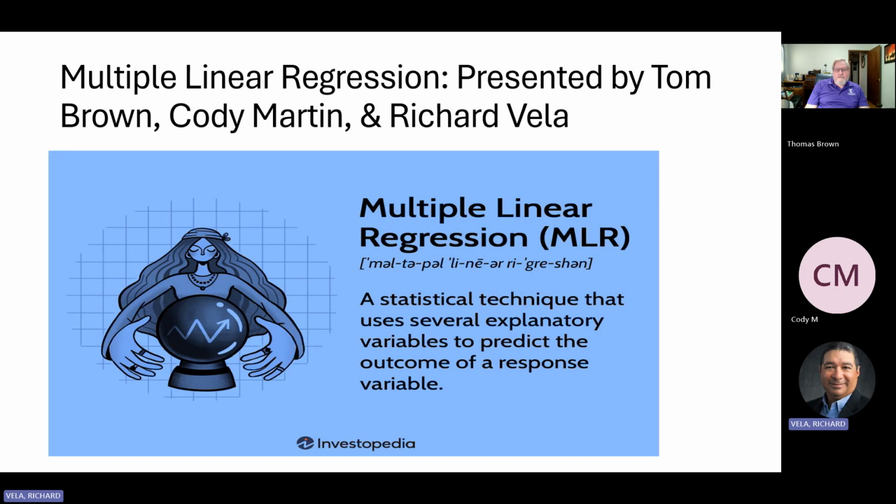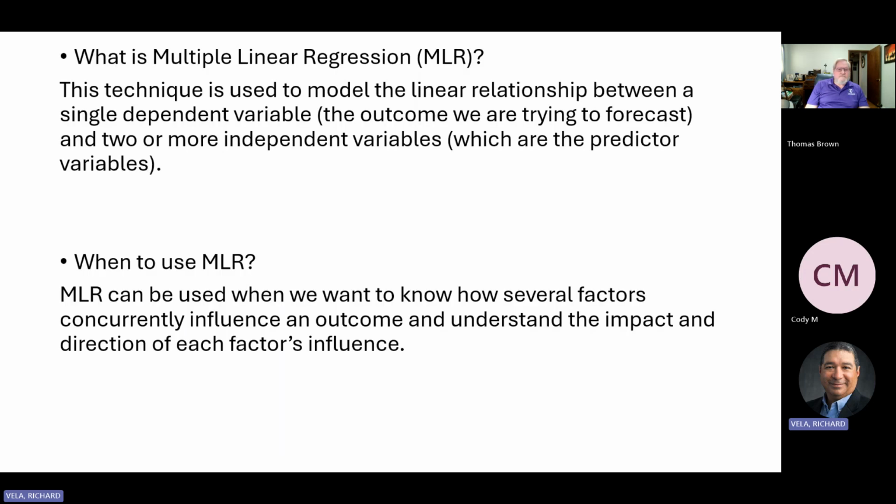And now I'd like to go a little deeper into that. So what exactly is MLR? This technique is used to model the linear relationship between a single dependent variable, which is the outcome we're trying to forecast, and two or more independent variables, which are the predictor variables. So when would we use MLR? This can be used when we want to know how several factors concurrently influence an outcome and understand the impact and direction of each factor's influence.